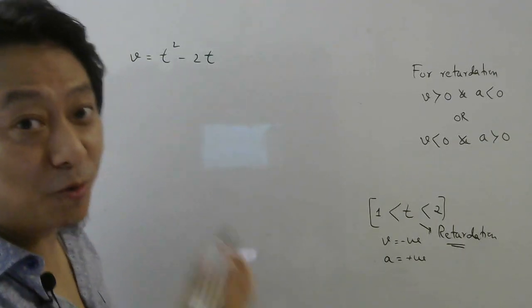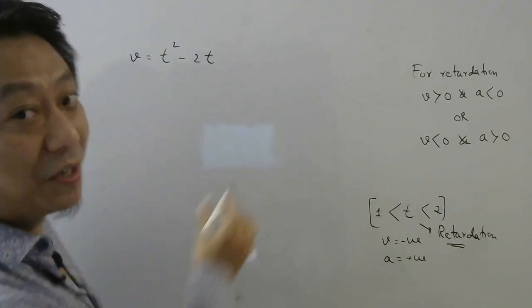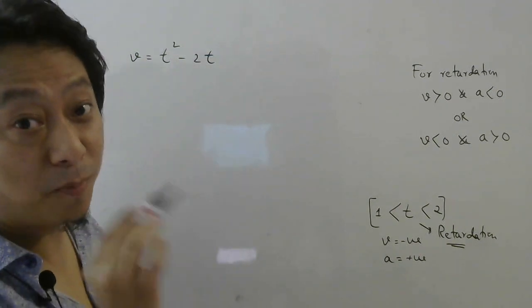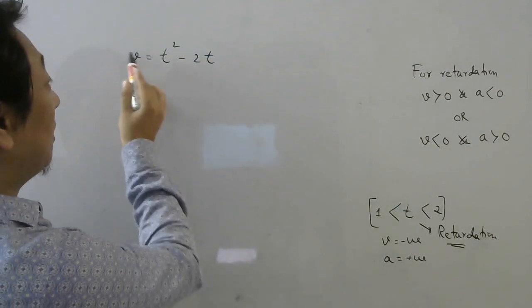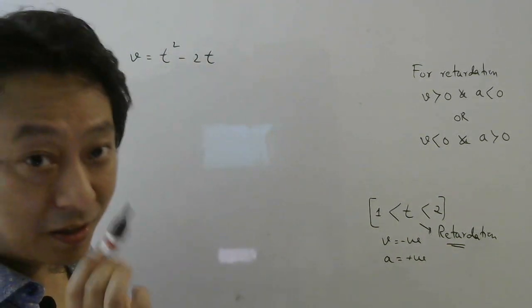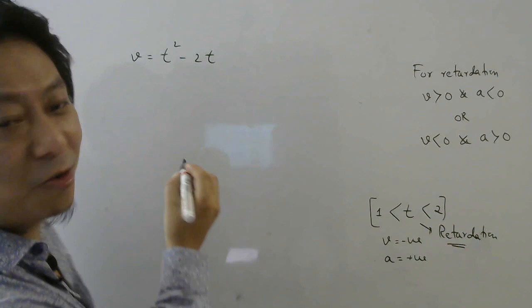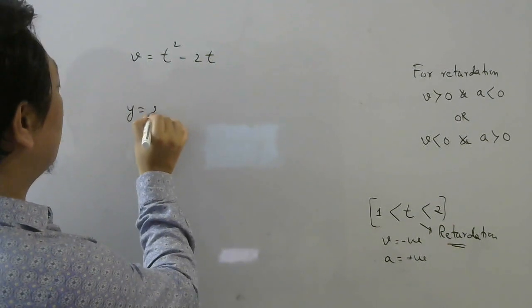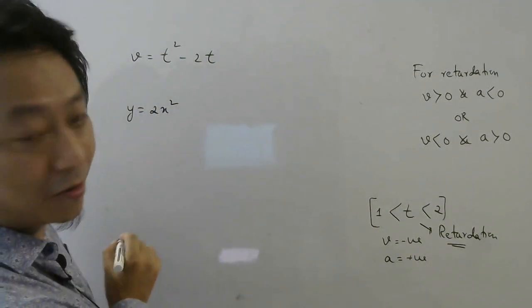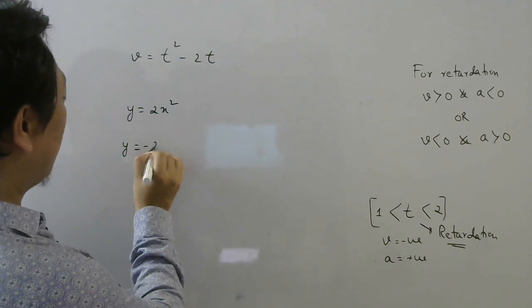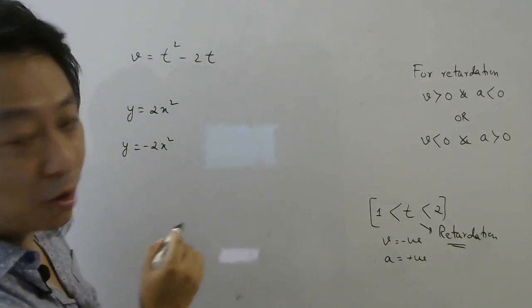Now there is another way to solve this problem without doing any differentiation, and that is by plotting the graph of v versus time. Now students, try to remember this small concept, very useful. Let's say you have a formula y equal to 2x square, and y equal to minus 2x square. Try to plot the graph of this.